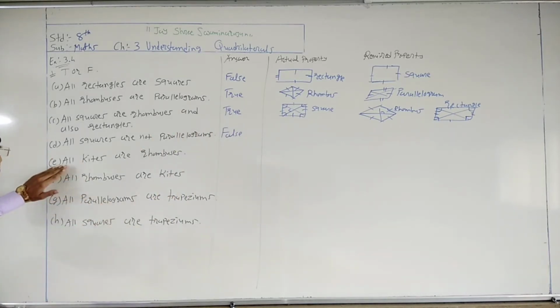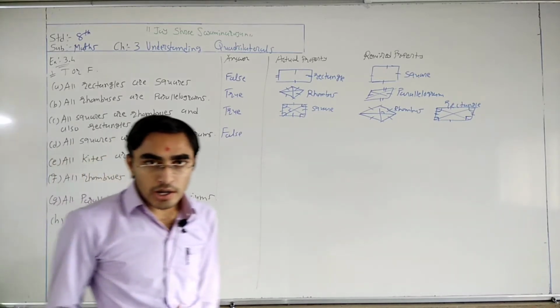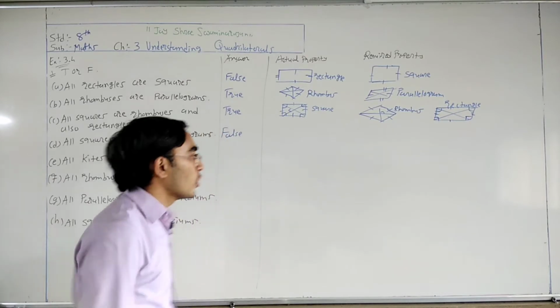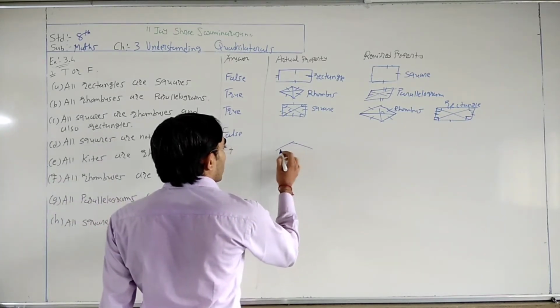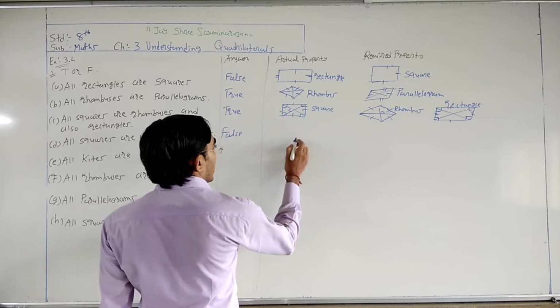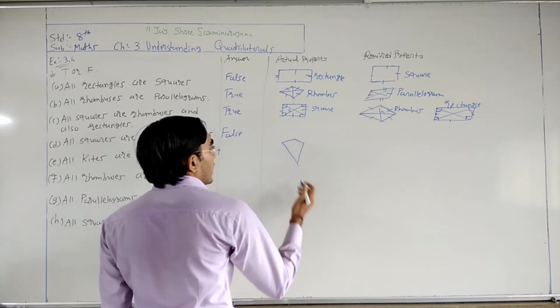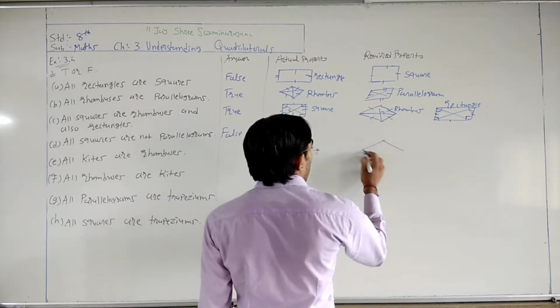After that, all kites are rhombuses. Here actually we have a kite, and here we have a rhombus.